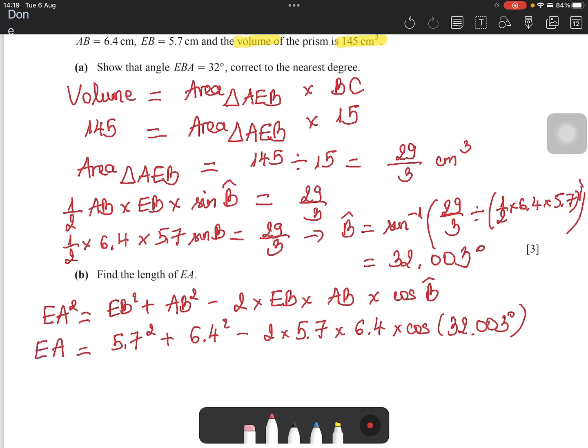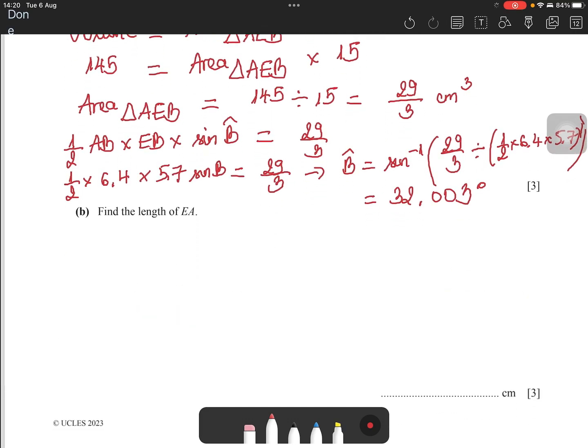And then we'll take the square root of this. EA is equal to the square root of the whole of this. So it is 3.40 centimeters.